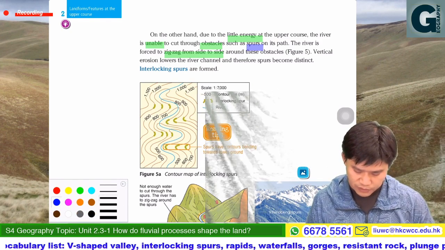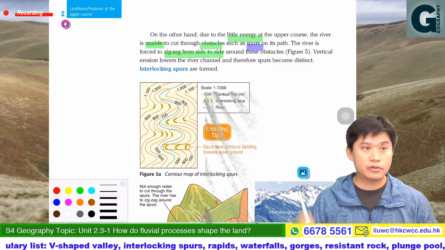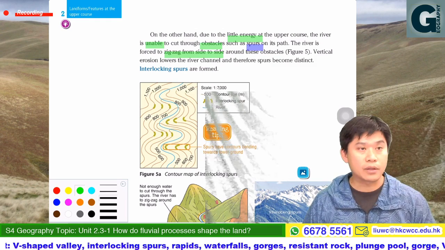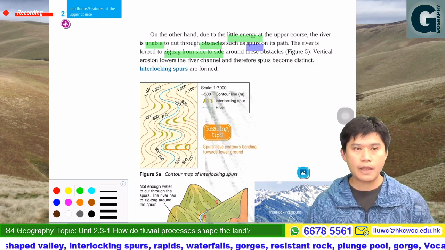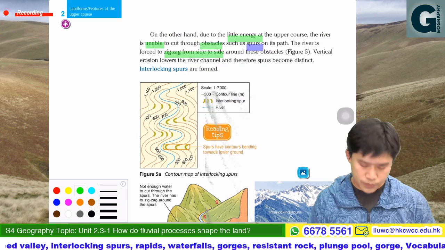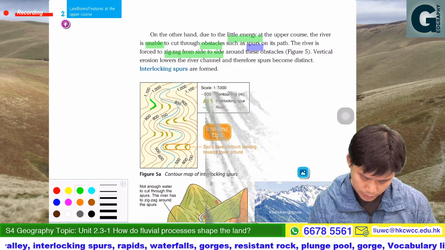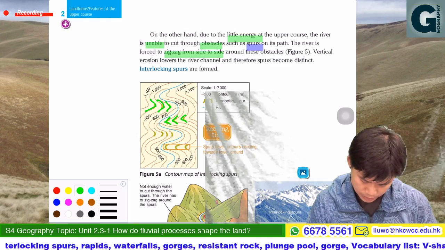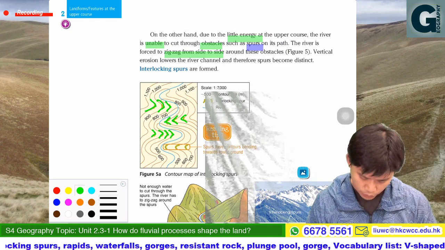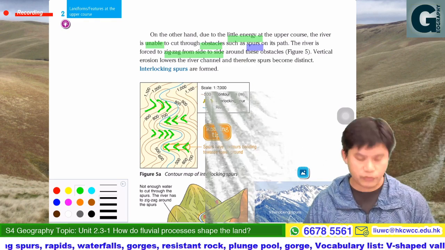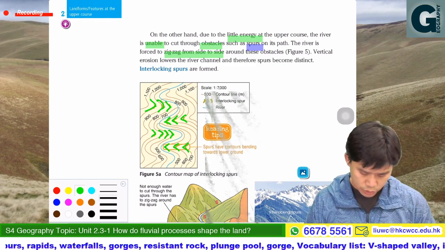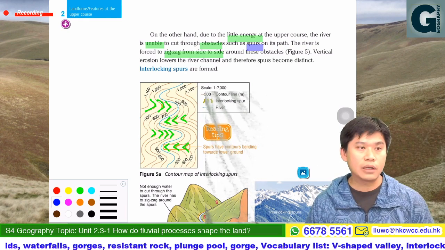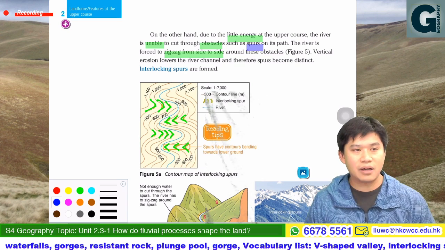You may have a look at figure 5. First, let me draw where the valley would be. When we read the contour map, you can see that there could be like the valley. Oh no, the spur. The spur, not the valley. As the spur would be relatively large scale, the water or the river cannot cut through this.